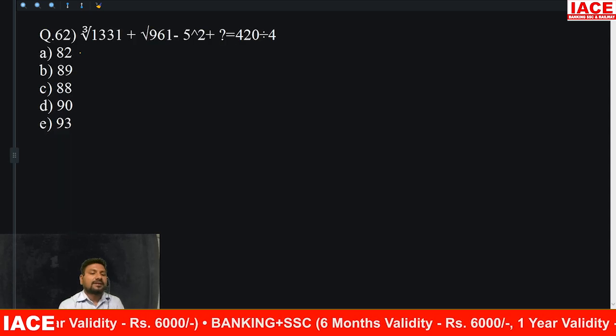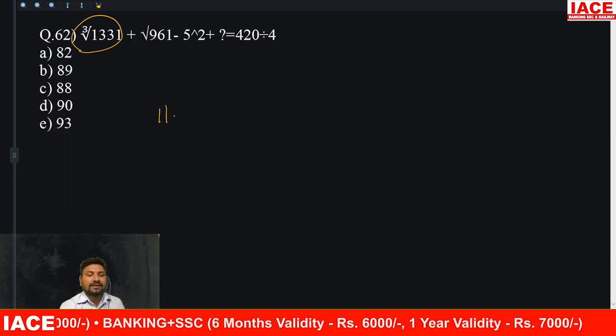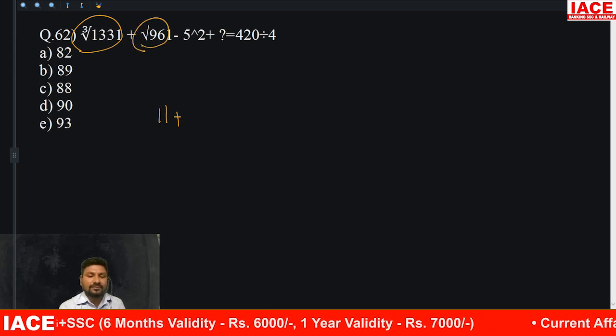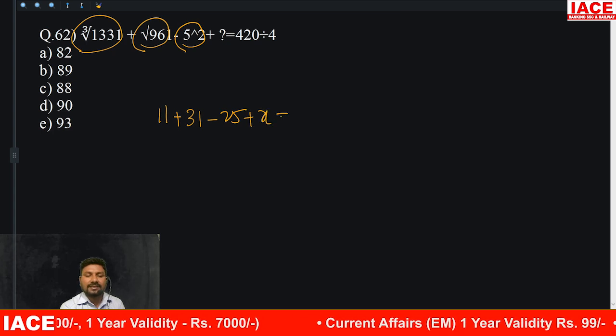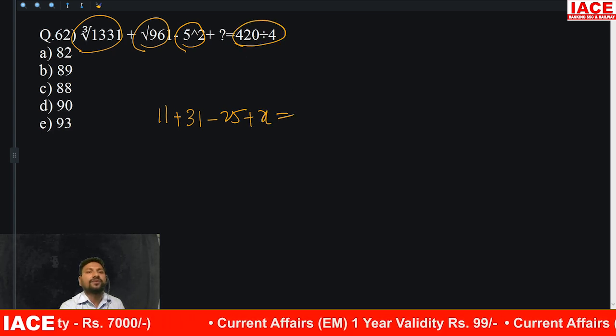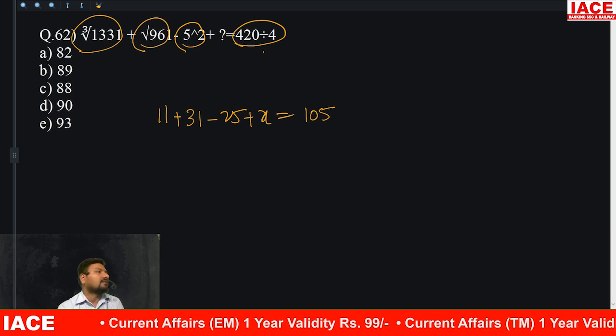Option A. Cube root of 1331, answer is 11. Root of 961, 31. 5 square, 25 plus x equal to 420 is divisible by 4. Value is 105. 105. Okay.